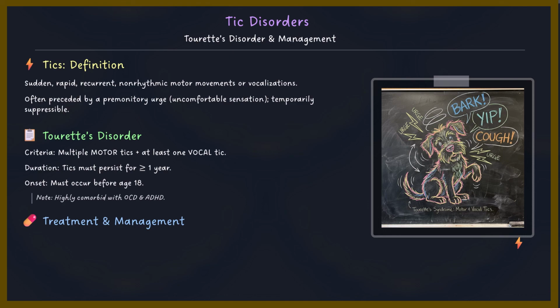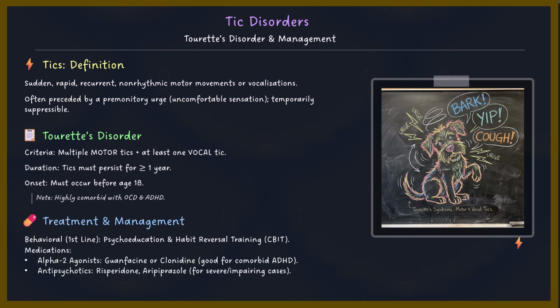So what do we do for treatment of tic disorders? Behavioral is first line. Psychoeducation and habit reversal training, CBIT. You can use medications as well. So we do use alpha-2 agonists, guanfacine or clonidine, which are good for comorbid ADHD because they also treat ADHD. Antipsychotics can also be used, risperidone, Abilify, and those are for severe impairing cases. And that's not because they're not as good as the alpha-2 agonists, it's because antipsychotics have more side effects. That's why they're reserved for the severe impairing cases.